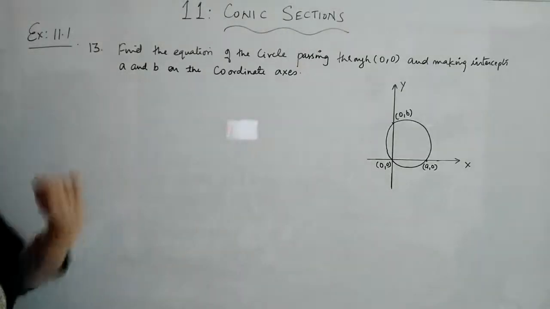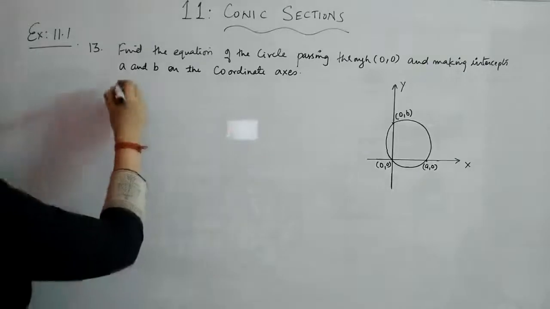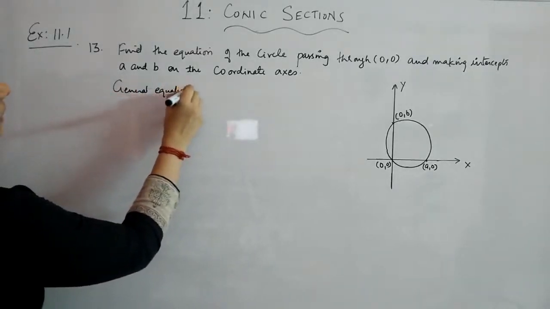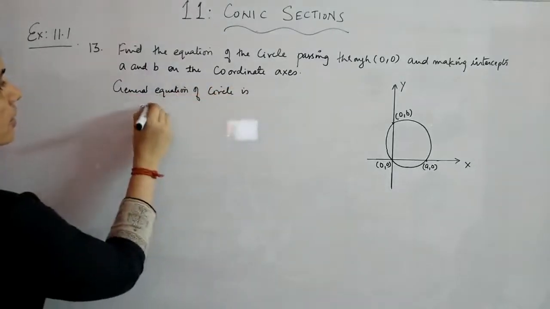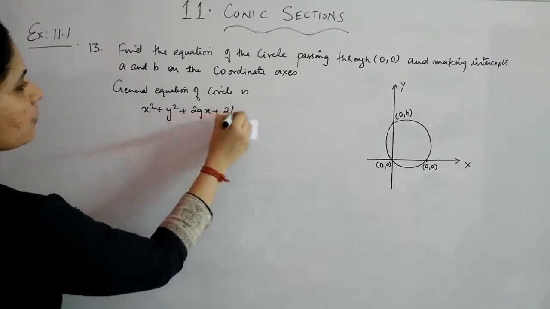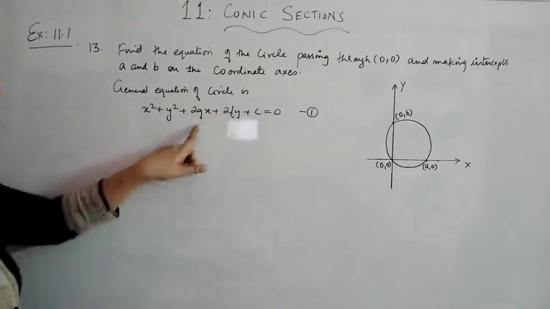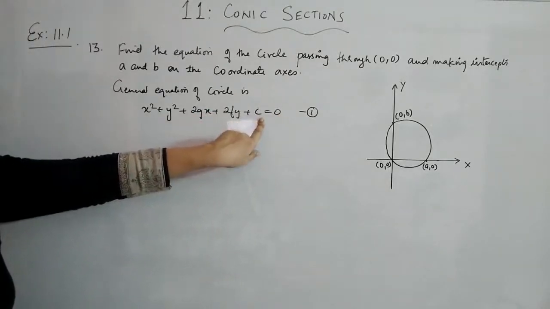But here in this question I am starting with the general equation of the circle, which will be easy to get the answer. Okay, so the general equation of the circle is x square plus y square plus 2gx plus 2fy plus c equal to 0. Now in this equation the unknowns are g, f and c. We have to get these 3 unknowns.